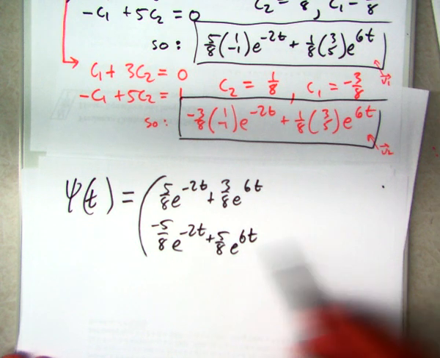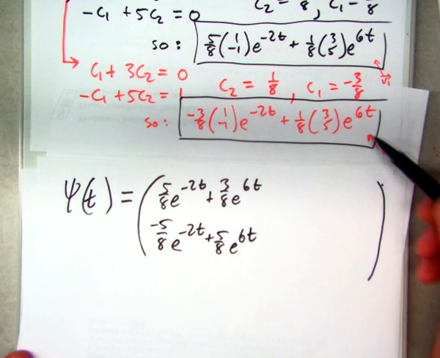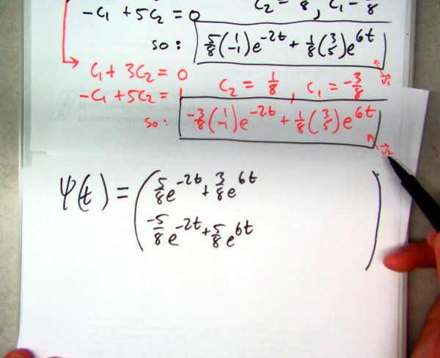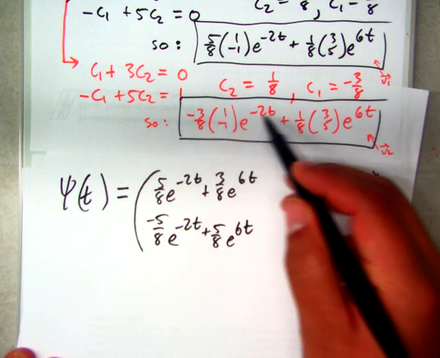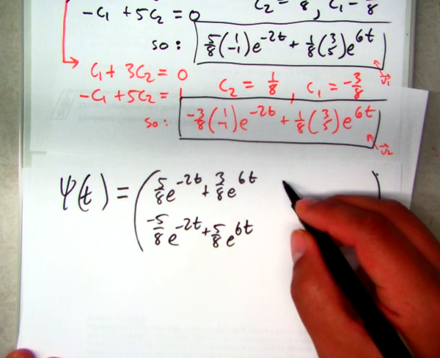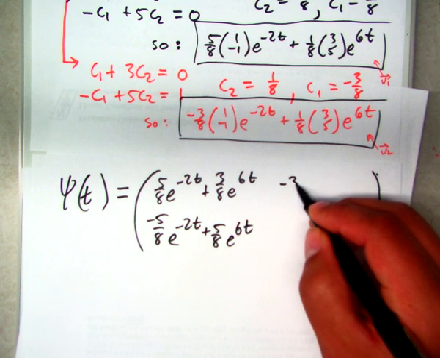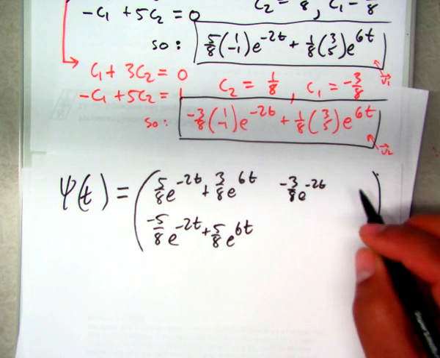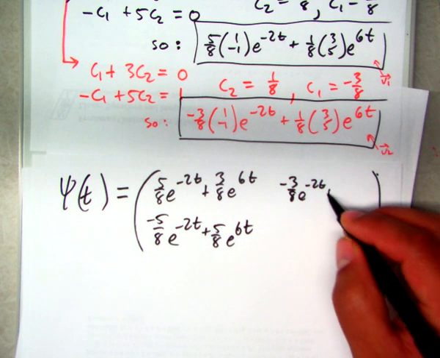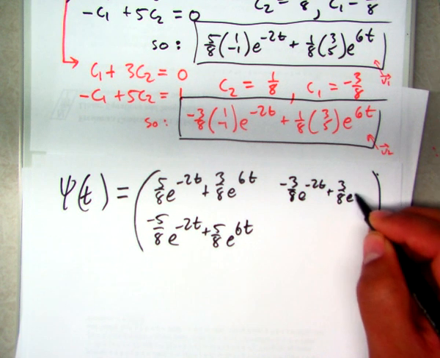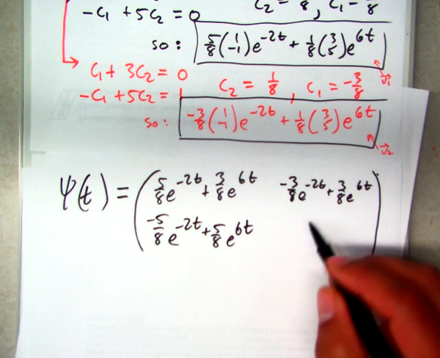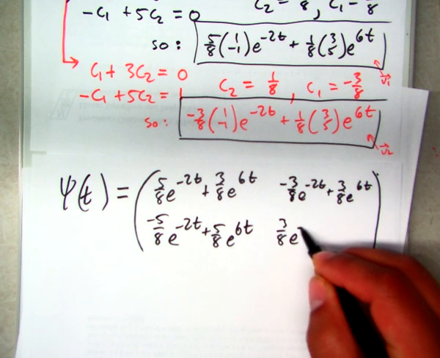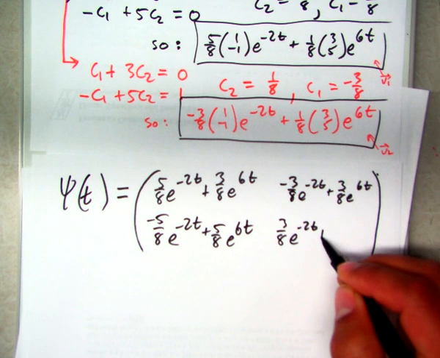And then now to complete it, you use your second set of solutions, and that's going to be your second column. First entry comes from the first row, so that's going to be negative 3/8, e to the minus 2t, plus 3/8, e to the 6t, and then now positive 3/8, e to the negative 2t, plus 5/8, e to the 6t.